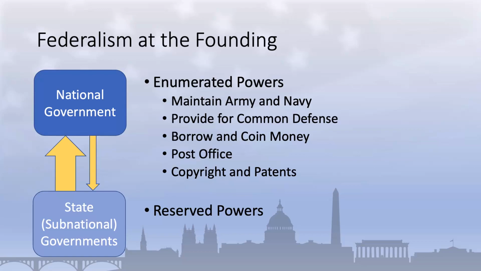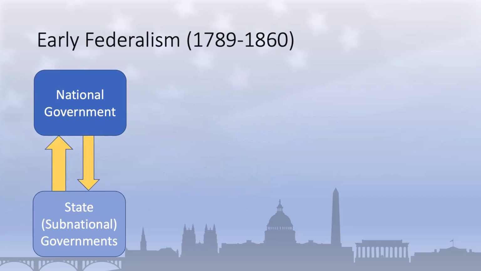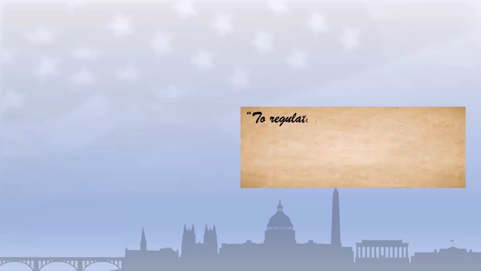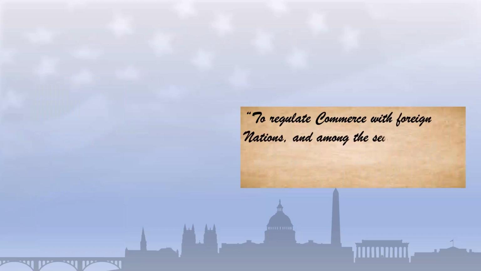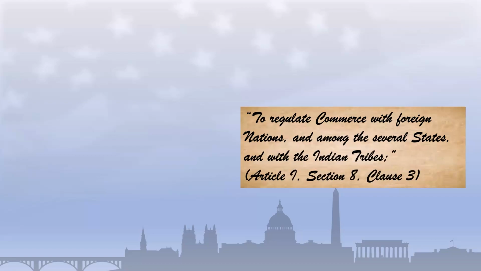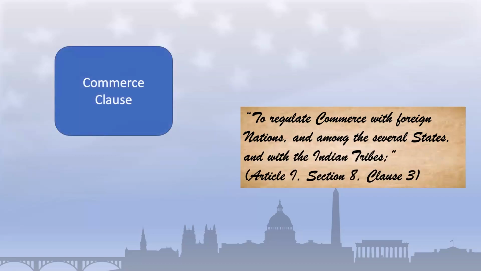But early in the history of the United States, that distribution of power slowly began to change, as the federal government slowly gained more power. And much of the struggle to define the precise relationship between the national and state governments was defined by two central questions. The first was the question of the economy. Remember that the Constitution gave Congress the power to regulate commerce with foreign nations and among the several states. This is usually referred to as the Commerce Clause.